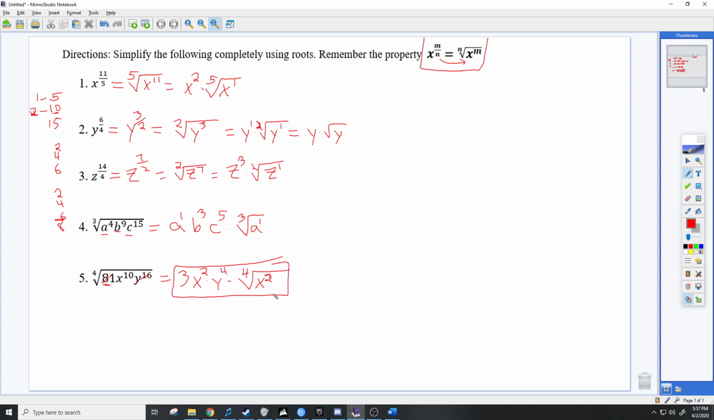The only way to take something else out is if you had at least 4 of them. 4 does not go into 2, so that's your final answer: 3x squared times y to the 4th times the 4th root of x squared.